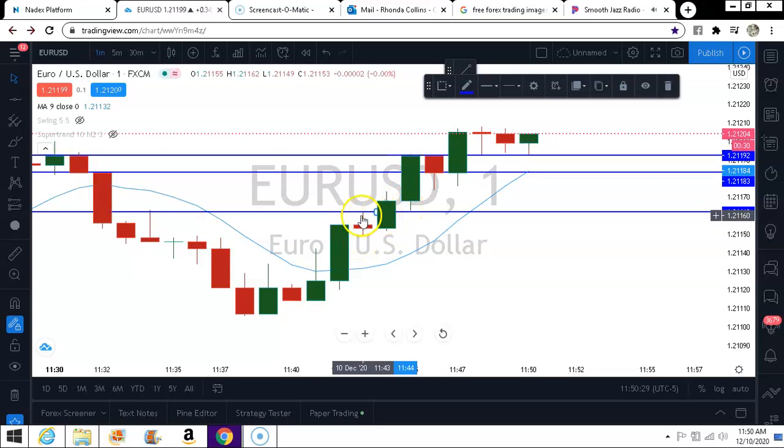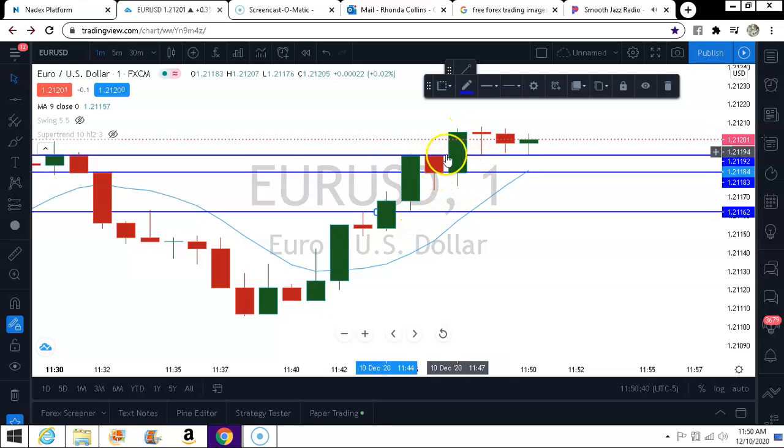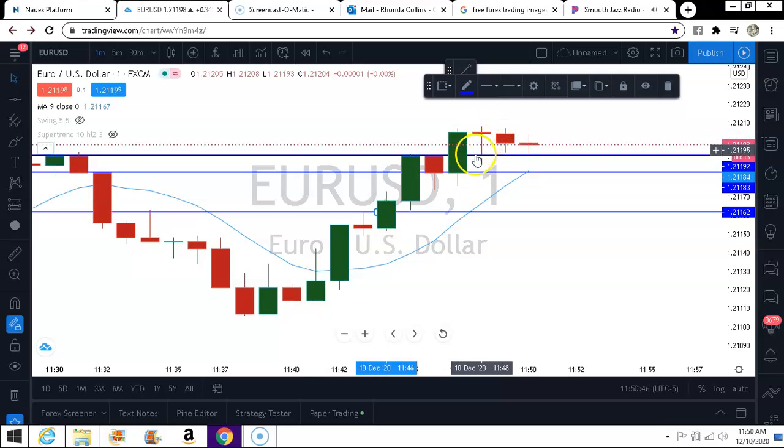This one, including the wick. Okay, so this candle here fully engulfed this candle. So this candle was a buy. Even though it closed as a sell, it was a buy, stating that price was going to remain above this line. Why do I say that?